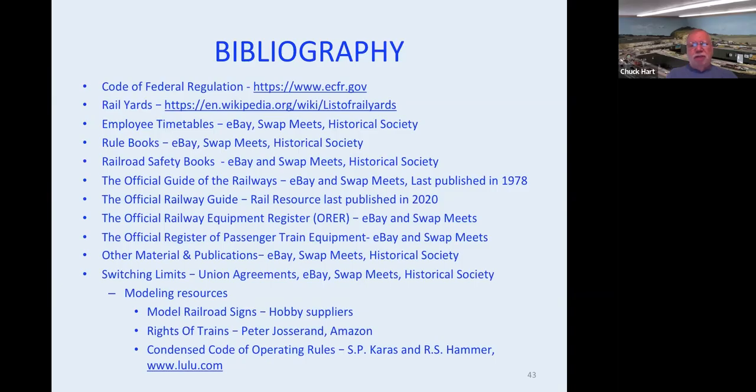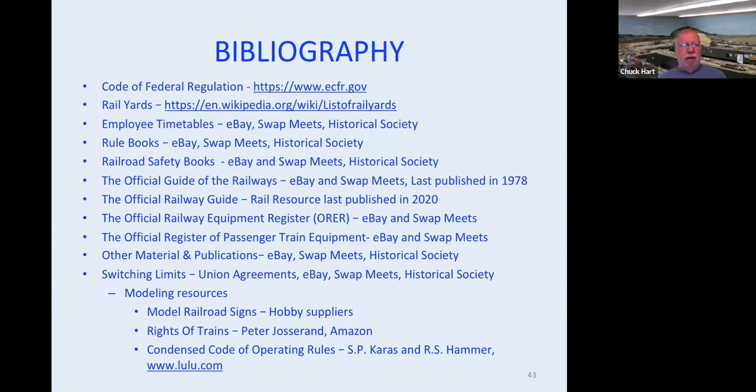That was when it was last published, and then it was published by a new company called Rail Resource, which now is no longer in business, and they changed the name to the Official Railway Guide, and it was mostly about freight railroads and didn't have any passenger information in it like the official guide did, the one that was published earlier.